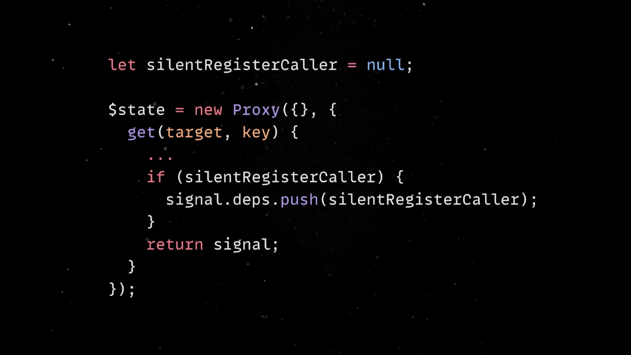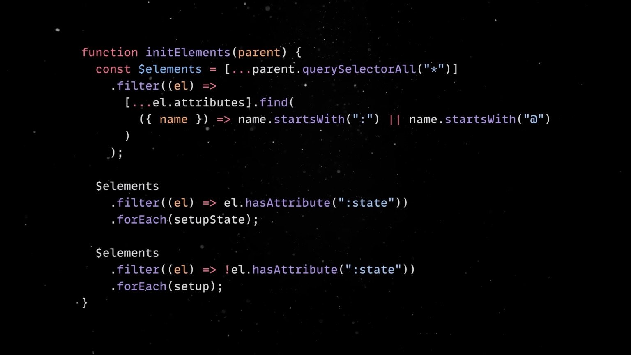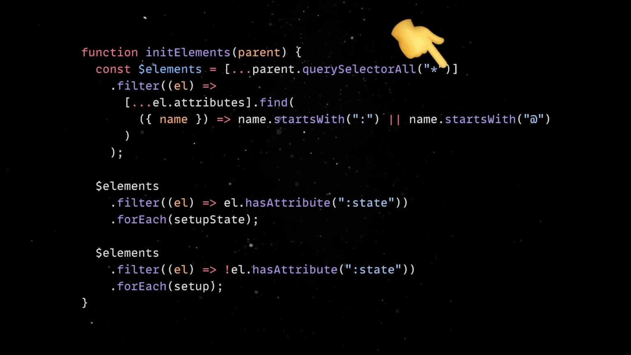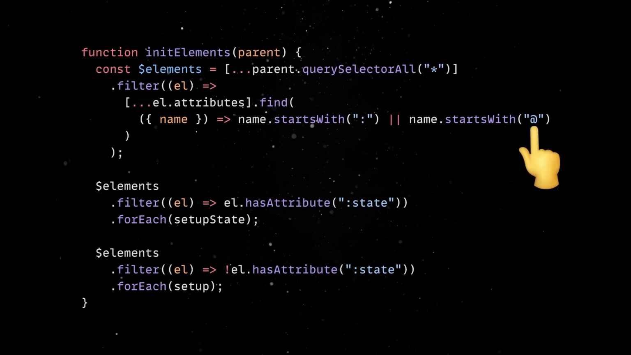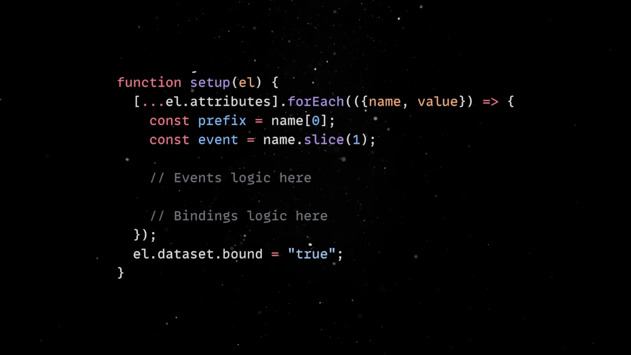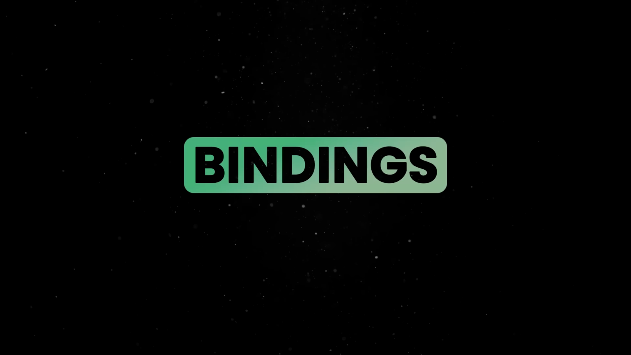Now that we've got a basic reactive state system in place, the next step is to traverse the DOM and find the elements that need special treatment. We'll basically select anything with a colon binding or an at event listener. We then loop through these elements, and depending on what we find, we wire up either a signal binding or an event listener. Let's talk about bindings first.